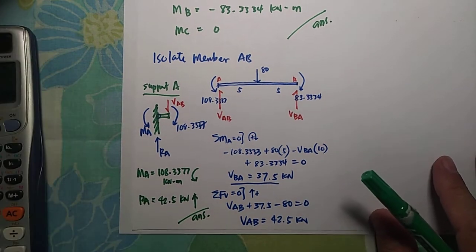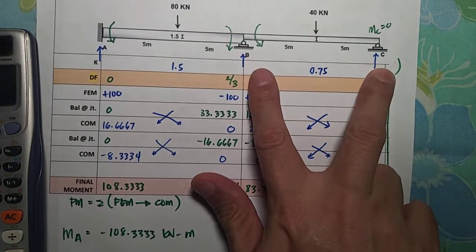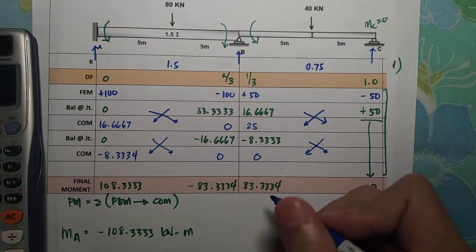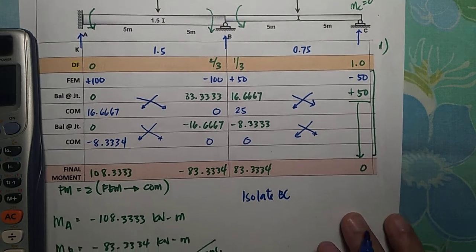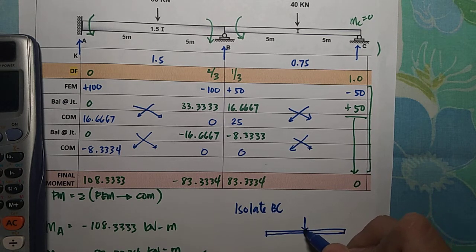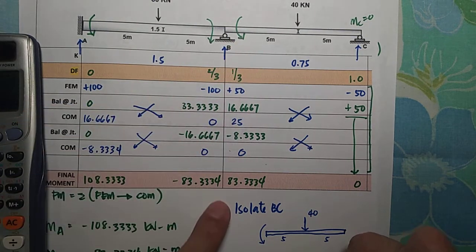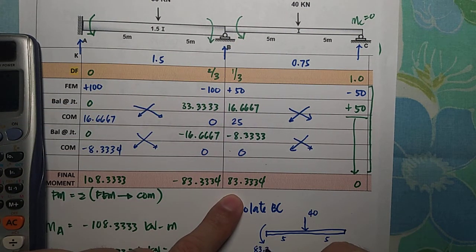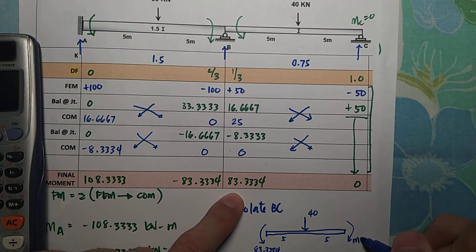Okay? Now, what about for isolating BC? Ito, pag in-isolate natin yung BC. So, let's see. Pakita ko rito. Isolate BC. Okay, pagka in-isolate natin yung BC, edi ganito siya, diba? Okay, so may concentrated load dito sa gitna na 40. So, 5. Tapos may moment dito. Ito yung moment na yon, and that is 83.33. Tapos yung moment dito 0, diba? Moment doon is 0.